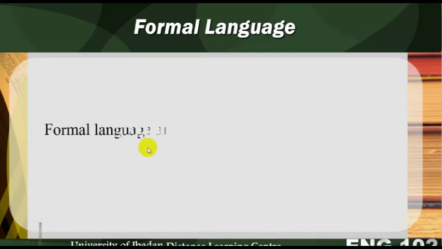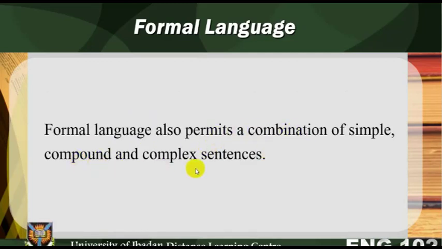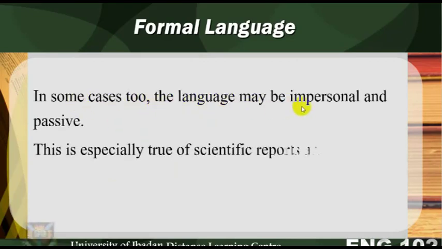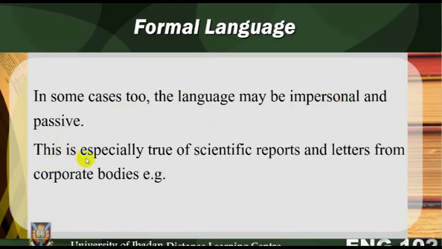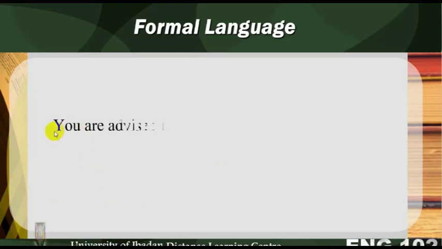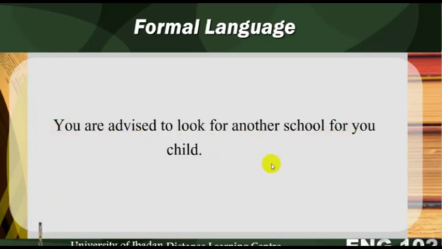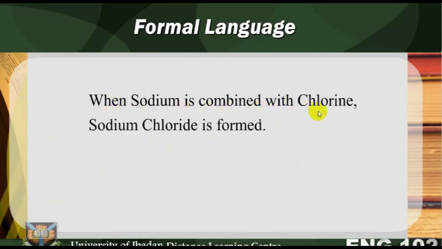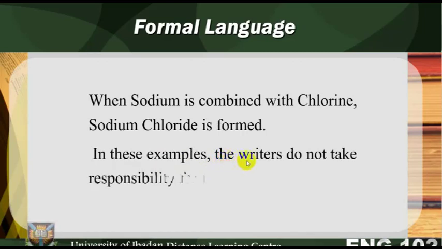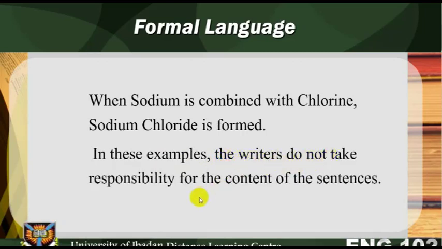Formal language also permits a combination of simple, compound, and complex sentences. In some cases too, the language may be impersonal and passive. This is especially true of scientific reports and letters from corporate bodies, e.g., 1. You are advised to look for another school for your child. 2. When sodium is combined with chlorine, sodium chloride is formed. In these examples, the writers do not take responsibility for the content of the sentences.